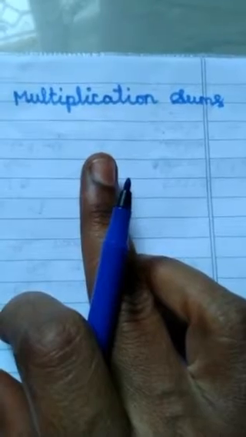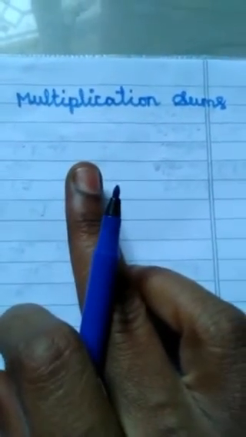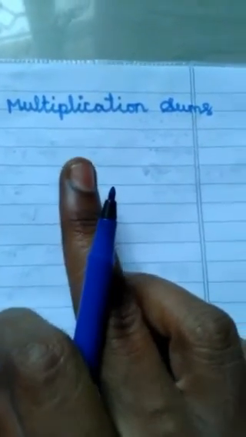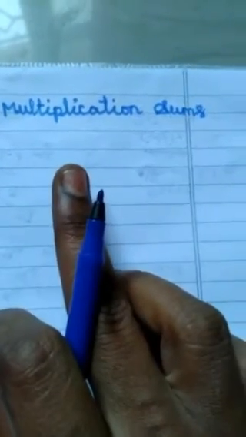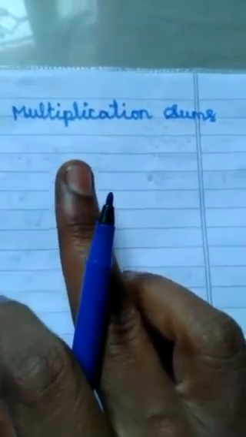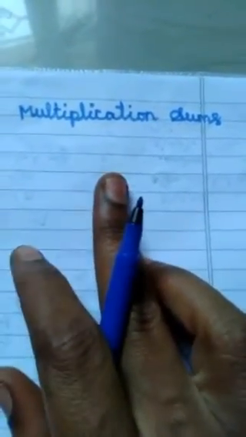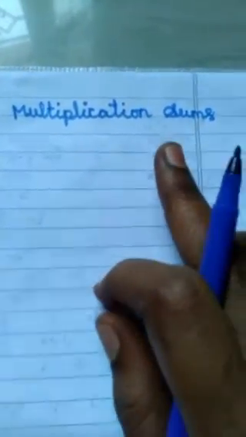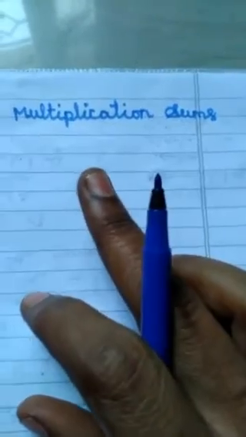Okay ma'am, before that you should prepare the 2 to 10 tables maximum, or otherwise 2 to 8 tables. It's very much a must, ma'am. If you know the tables, then these multiplication sums are very easy. Okay, first I will explain simple multiplication sums.